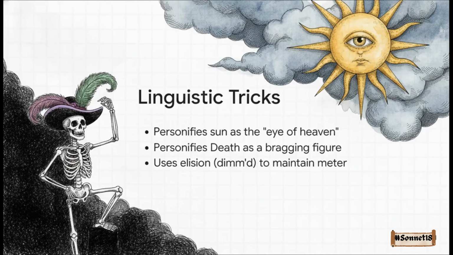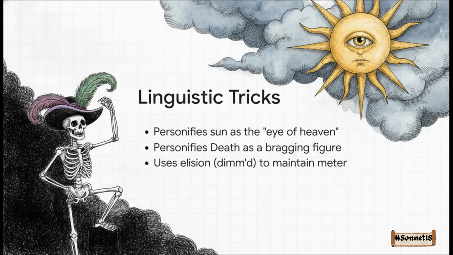Beyond just word length, Shakespeare is doing some brilliant linguistic gymnastics to bend the language to his will. First, he uses personification, calling the sun the eye of heaven with a gold complexion dimmed. Giving the sun human traits like a complexion subtly degrades this massive celestial body, showing it's just as flawed and human as we are. Later on, he personifies death as this bragging figure wandering in the shade, totally stripping death of its ultimate power.